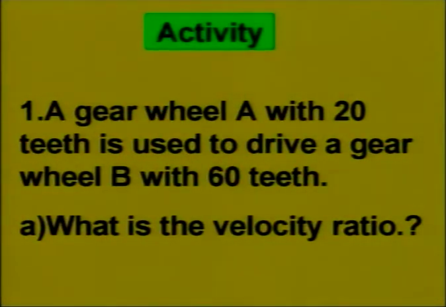A gear wheel A with 20 teeth is used to drive a gear wheel B with 60 teeth. What is the velocity ratio? Okay, question number 1. I'll give you question B based on question number 1, and then there's also another question coming later. So quickly copy the question that is appearing on the screen.